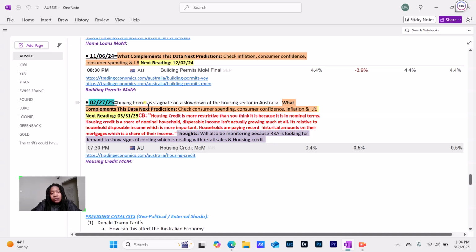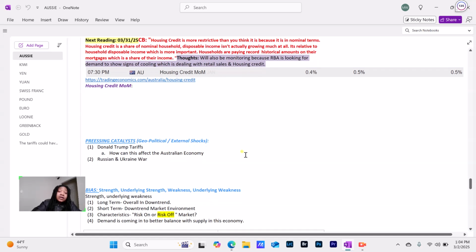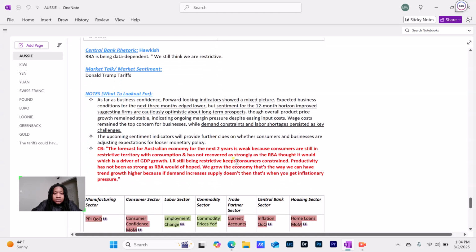Housing, all old. Now housing credit has to do with buying homes, whether it's improvement, stagnant, or slowdown. And you see there was a downtick here, but I will be monitoring, because the Reserve Bank of Australia is looking for demand to show signs of cooling, right? Which is dealing with retail sales and housing credit. They're trying to get inflation down. Just keep that in mind. Keep all this in mind. I don't want to go over this too much.